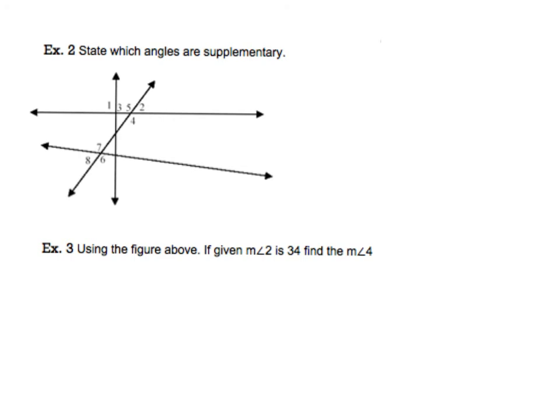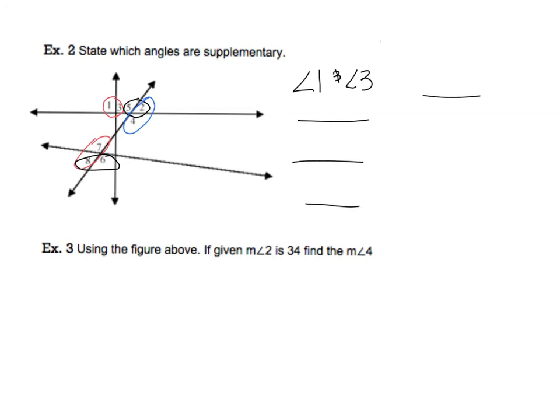State which angles are supplementary. We actually have quite a few different options here, right? Hopefully you see you have angles 1 and 3. You have angles 5 and 2. You also have angles 2 and 4. I see we have 7 and 8. And the last one is 8 and 6. Make sure that you do write those out. So, for example, angle 1 and angle 3. And then you list the rest of them.